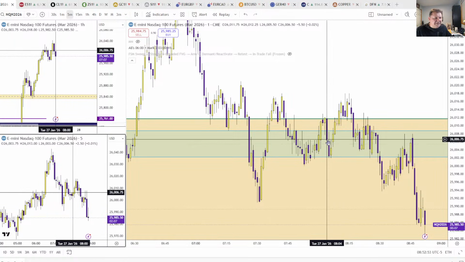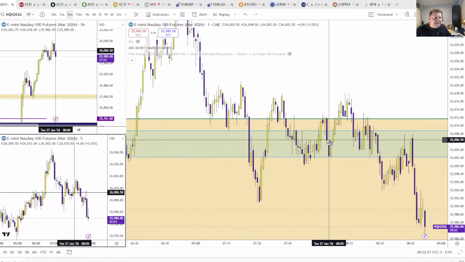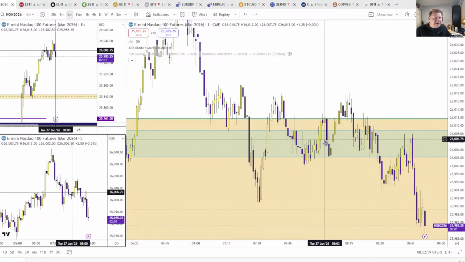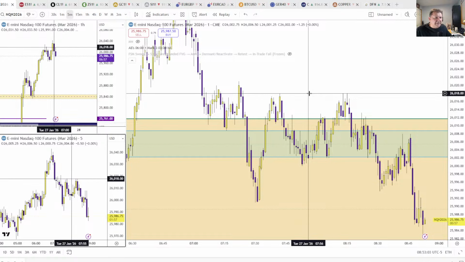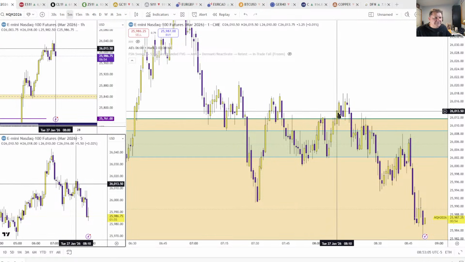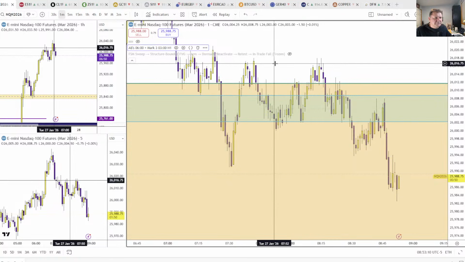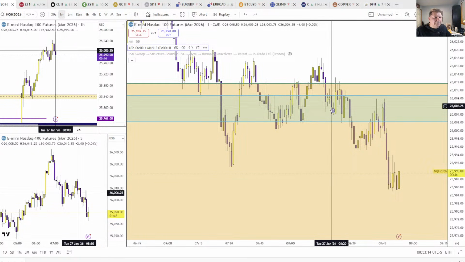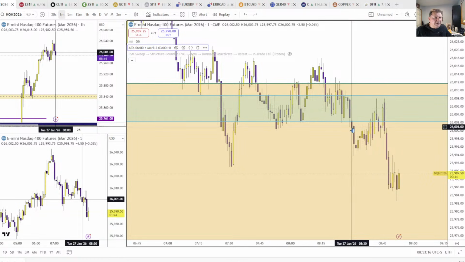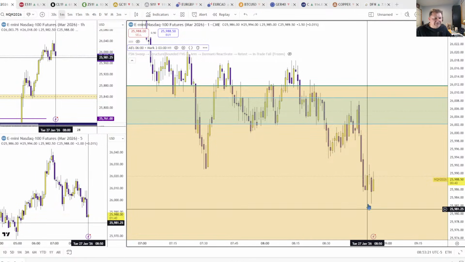I don't see anything here other than, no, I don't see anything there. That doesn't even get retested. Doesn't come back, retest it, sends it higher. Equal highs now. Breaker, trade through the breaker on a close, come back inside the breaker, send it lower.